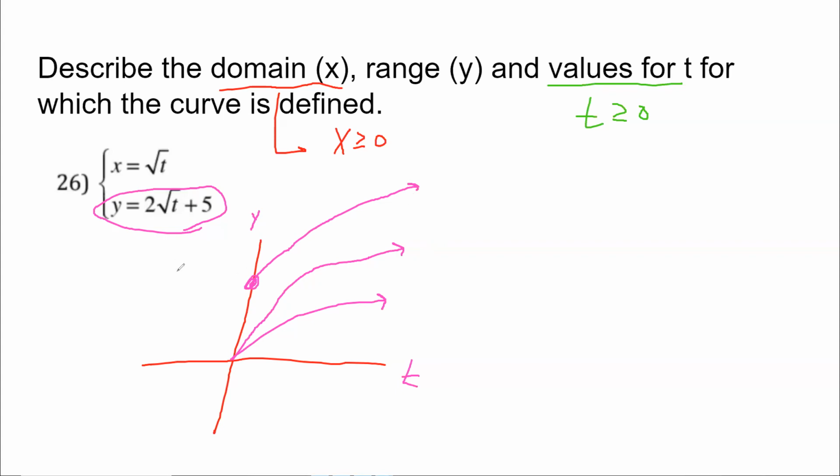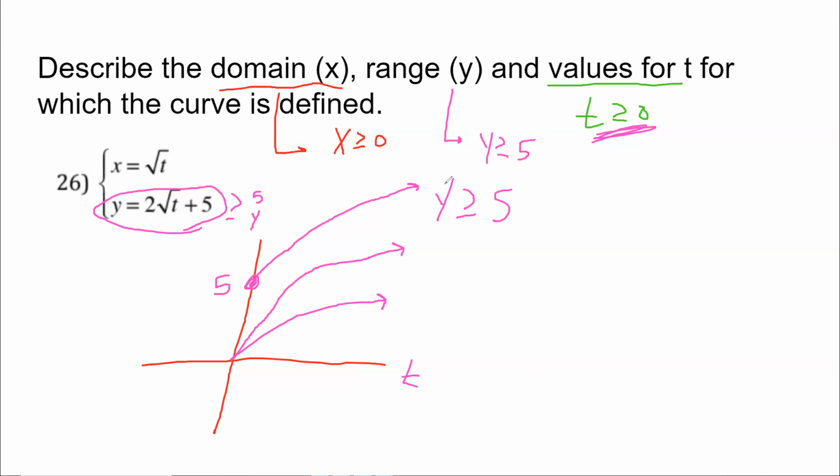So although t could still be any positive number because we're just taking the square root of t, this will have a range of y is greater than or equal to 5. So for this parametric, because this expression here has to be greater than or equal to 5, the range is all the values that y could be. All right, y is going to be greater than or equal to 5.